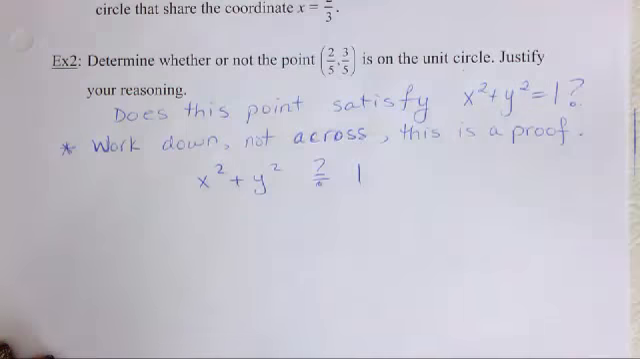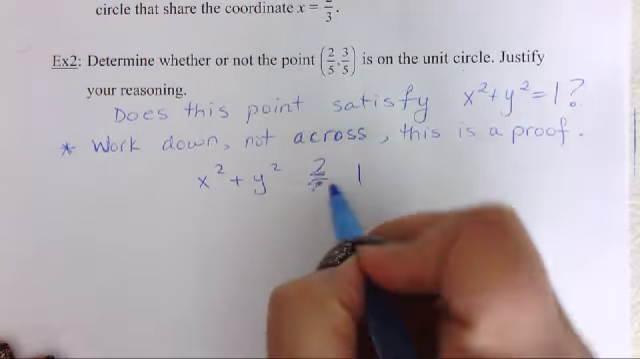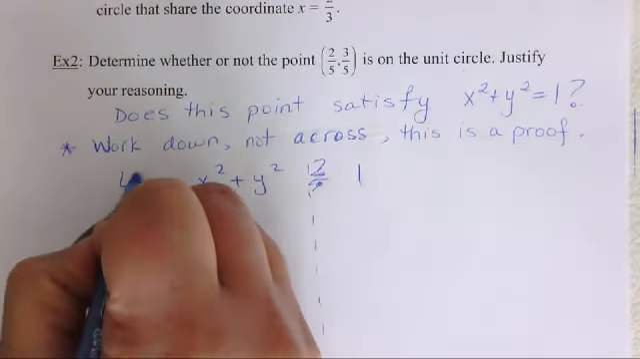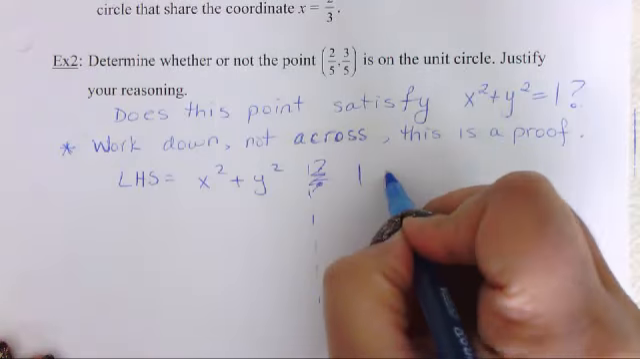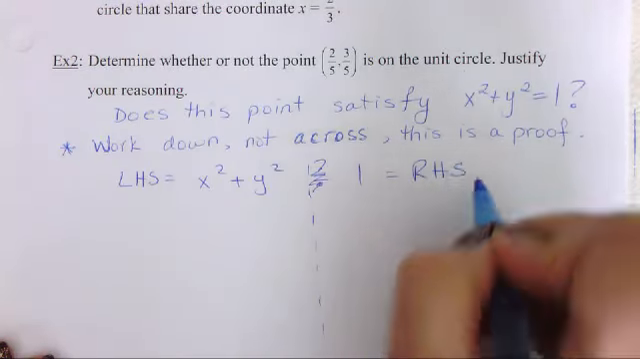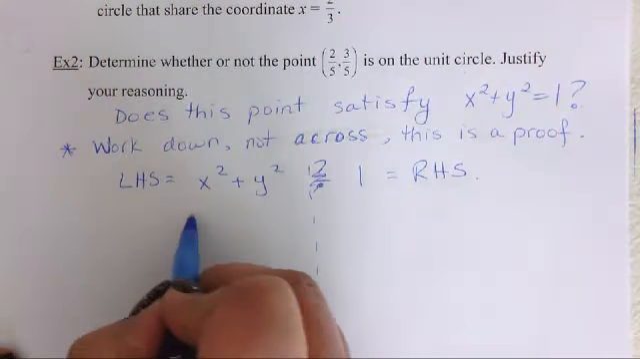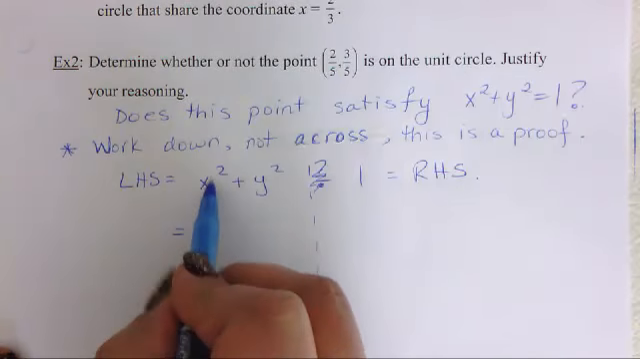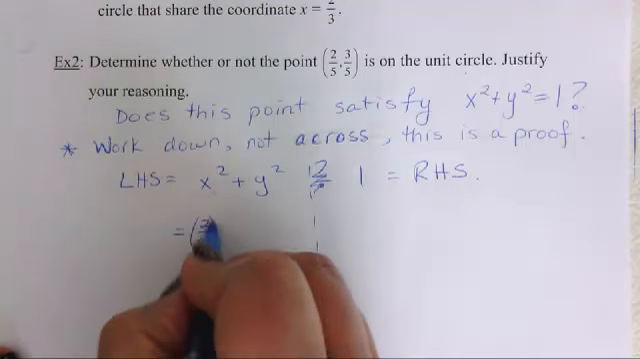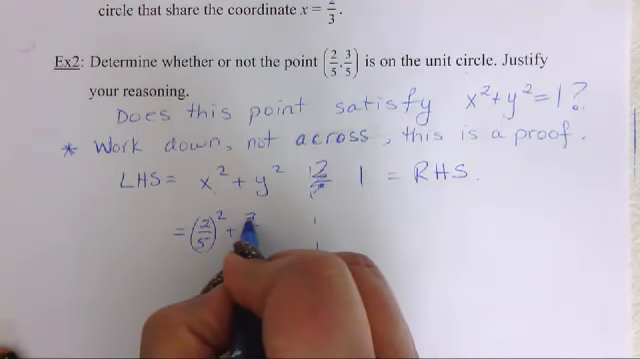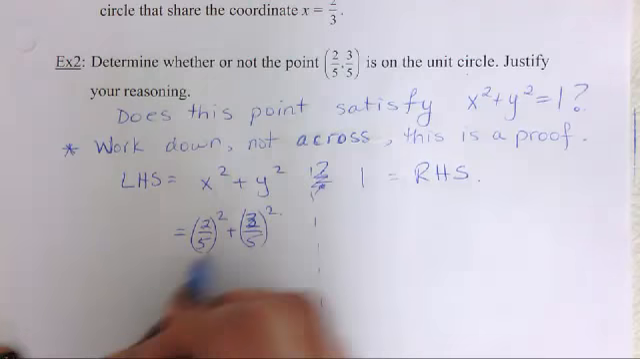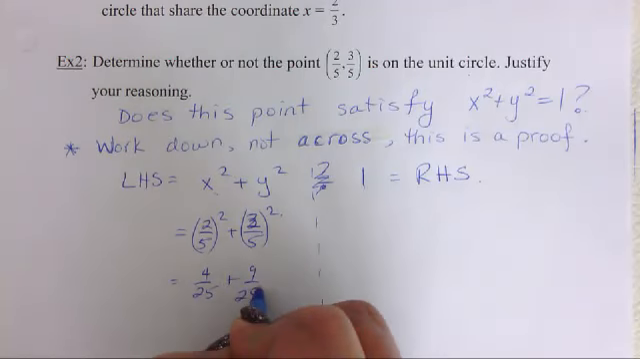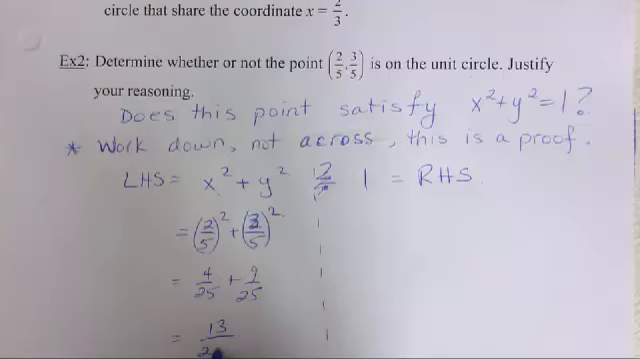Now, we don't know if this is the case or not, right? So I'm not going to use an equal sign. I'm just going to put a dotted line there for now so that I can see whether or not my left-hand side is going to equal my right-hand side. Okay, so my left-hand side, I can continue working on this side. Let's take these values and plug them in here. So I've got (2 over 5) squared plus (3 over 5) squared, and that is 4 over 25 plus 9 over 25, and that equals 13 over 25.